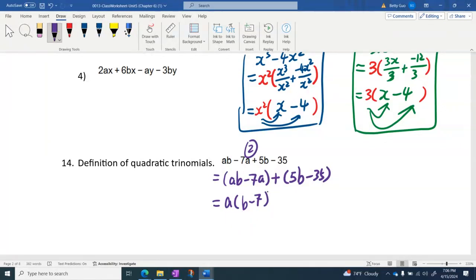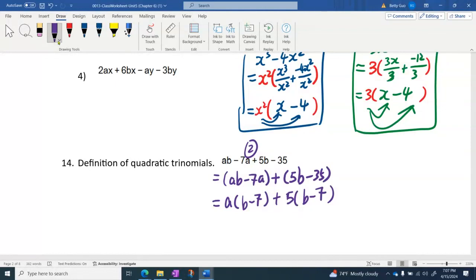Second group, 5B minus 35, GCF is 5. What we want in the parentheses, knowing we want B minus 7, okay? We want B minus 7. Let's see if it works. 5 times B, 5B. 5 times negative 7, negative 35. It works. If it doesn't, you want to modify a little bit. Something needs to be modified. Make sure you have the same thing in the parentheses.